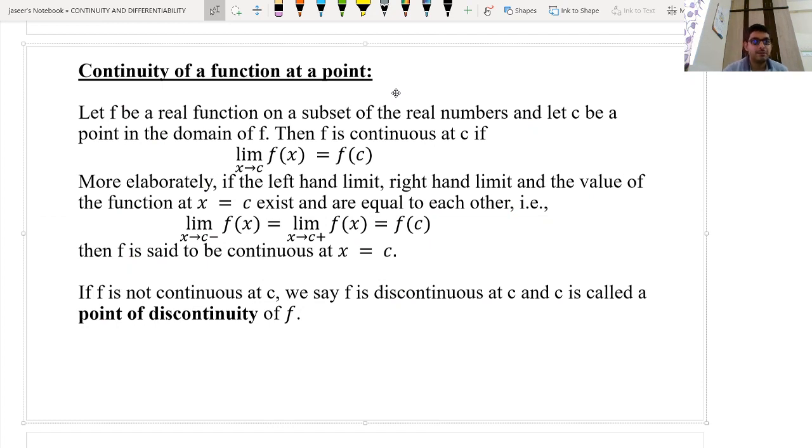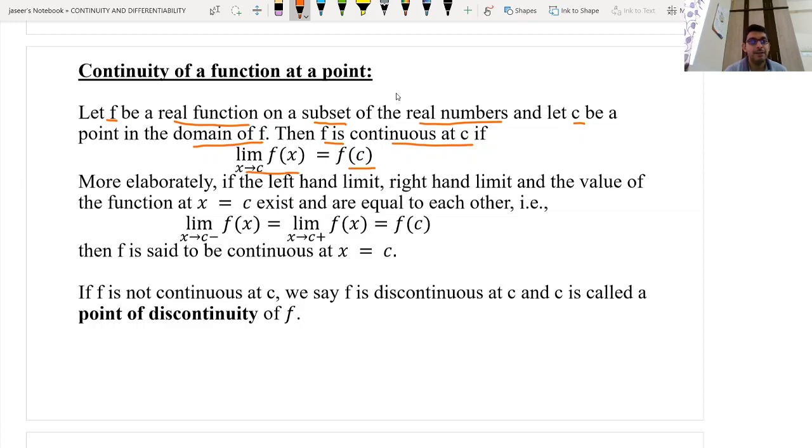Now we'll define it using limits. Let f be a real function, defined on a subset of real numbers, and c be a point in the domain of f. Then we say that f is continuous at c if the limit as x tends to c of f of x equals f of c.